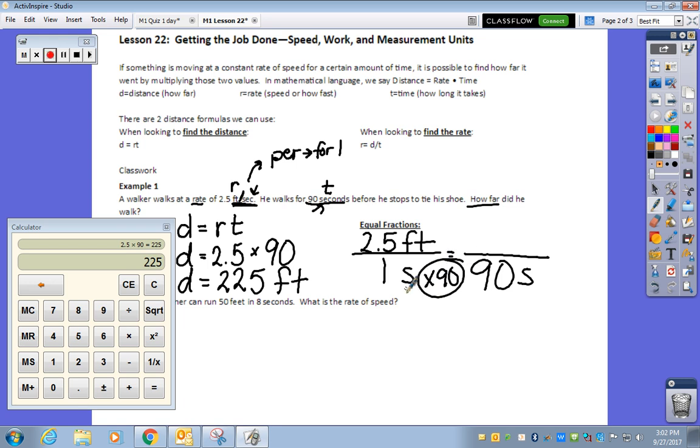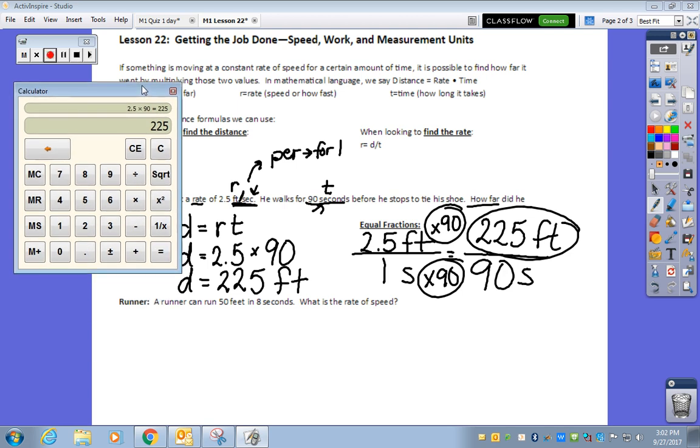Since I multiplied my denominator by 90, I'm going to multiply my numerator by 90. 2.5 times 90 is the math we've already done in our calculator, so it's going to give us the same answer. It's just whichever one you're more comfortable using, the formula or the equal fractions. Okay, so let's look at the next example.